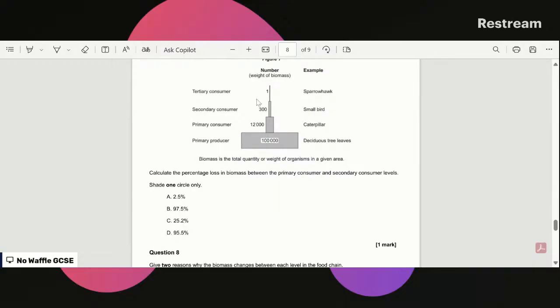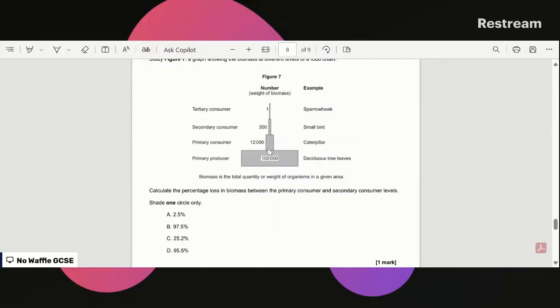I mean, just looking at it, predicting, well, if we're going from 12,000 to 300, clearly it's been a massive jump. It's not 2.5%, and it's probably not 25%. So let's see which of the two it is. So hopefully that's been enough time for you guys to possibly answer them, or maybe you're answering them in your own time. That's completely fine. So the answer is B, which is 97.5%.